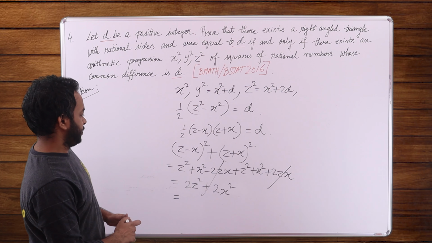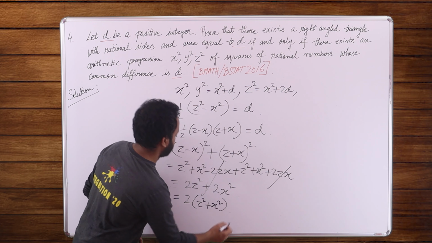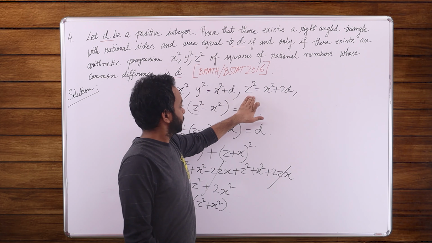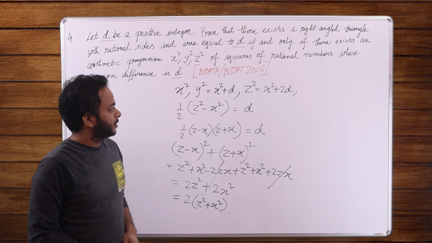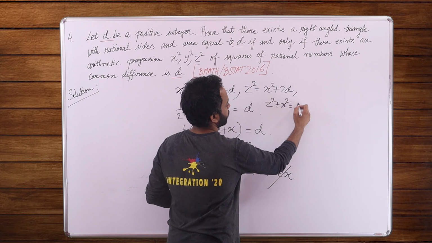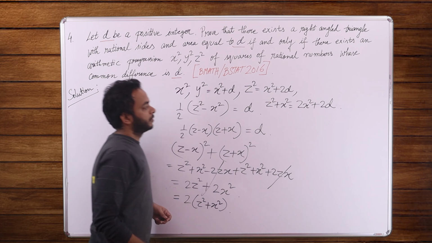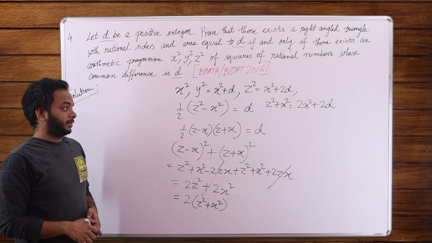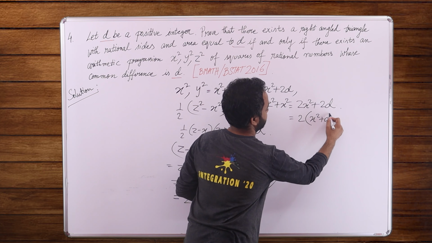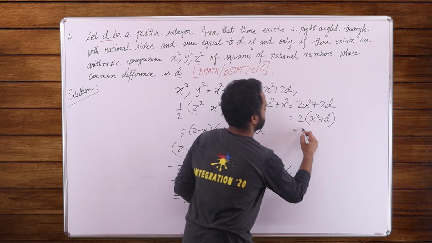Okay, yeah, this is coming out to be 2 times z square plus x square. Now z square plus x square is 2x square plus 2d, right? And that is basically, we know that if we take the 2 common, we get x square plus d, and x square plus d is nothing but y square, right? So this is 2y square.